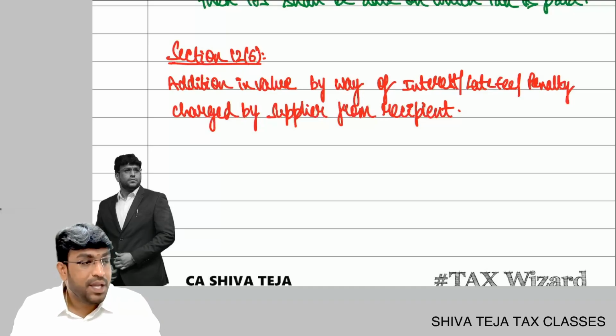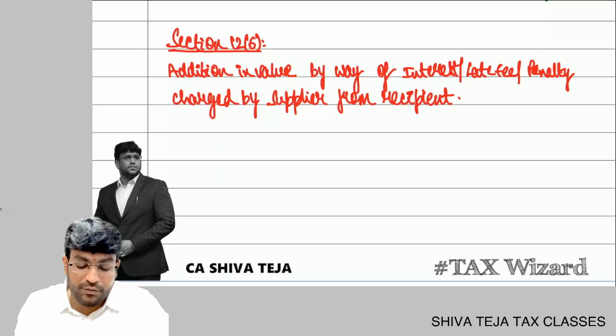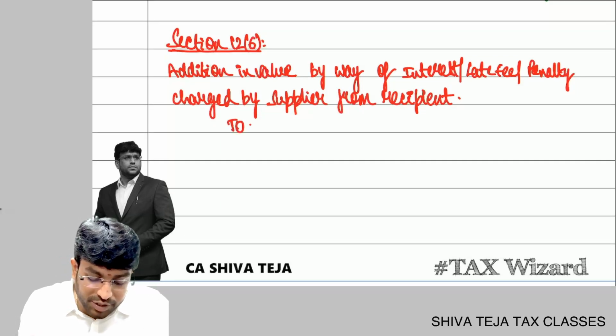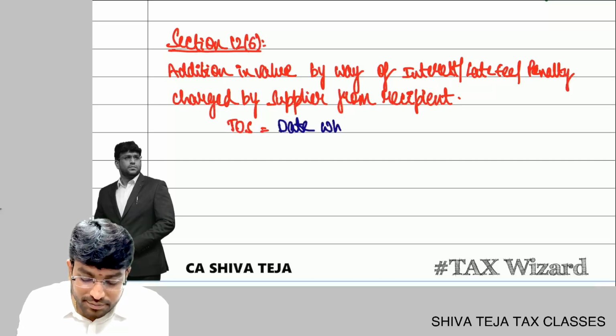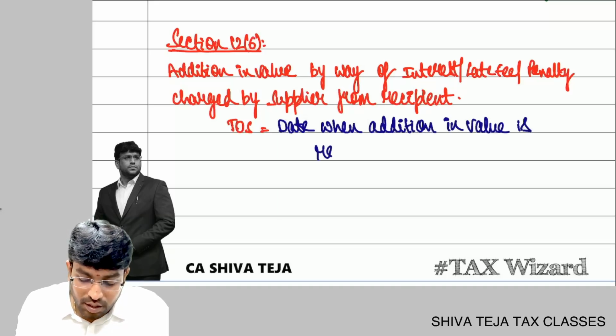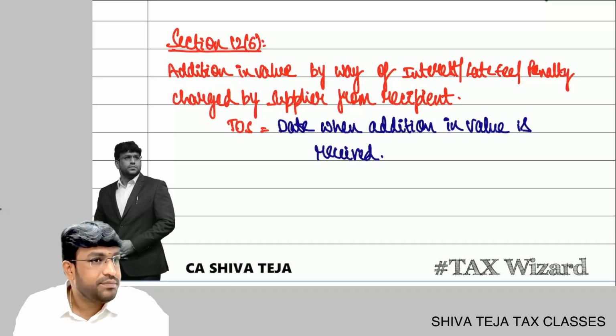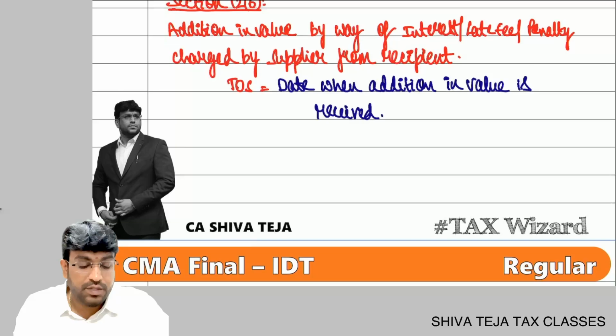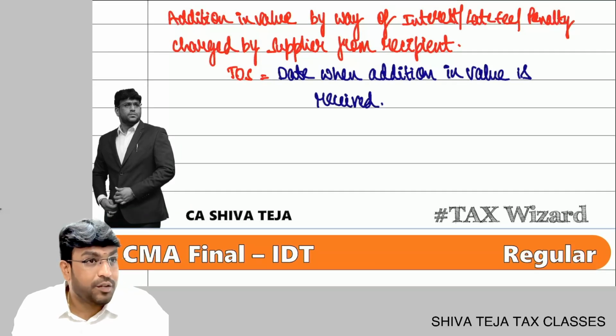Does that make sense? Addition in value by way of interest, late fee or penalty charged by supplier from recipient. Time of supply will be straight, simple answer. Date when addition in value is received. When you got that time only pay the tax. So getting it? Speak out, my dear friends.